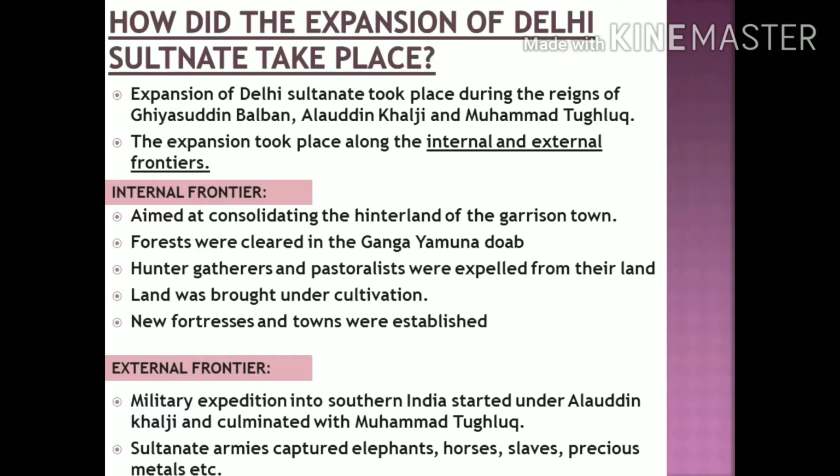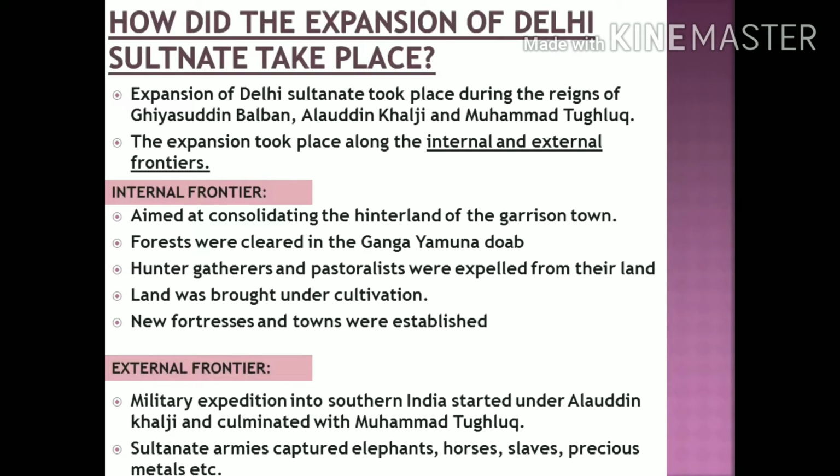So एक तरफ Mongols के attacks and दूसरी तरफ rebellion by governors. In the middle of all this, how did the expansion of Delhi Sultanate take place? So Delhi Sultanate का expansion हुआ majorly during the reigns of Ghiyasuddin Balban, who belonged to Mamluk dynasty, and Alauddin Khalji, and then under Muhammad Tughlaq. The expansion took place along internal and external frontiers.